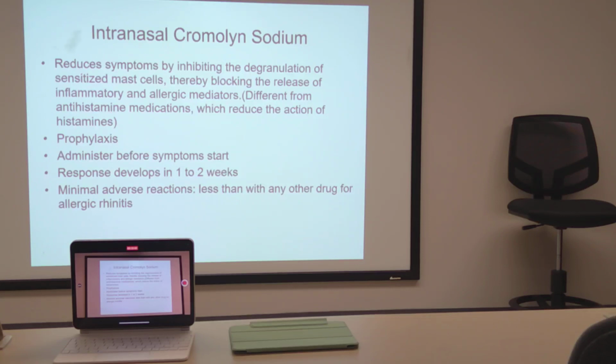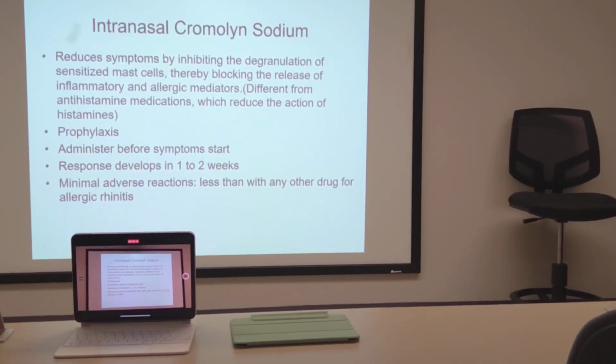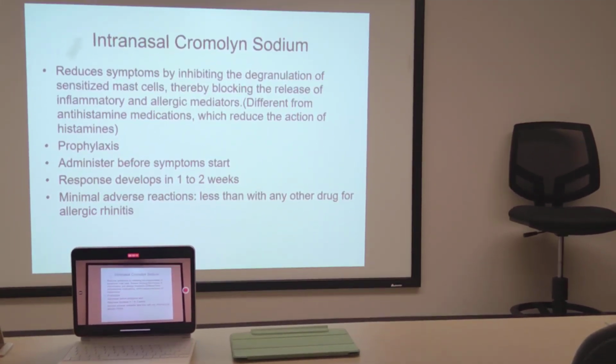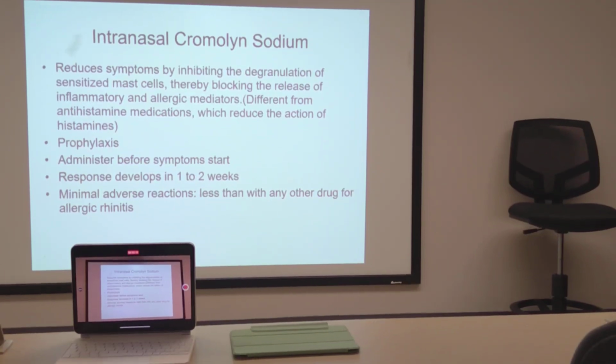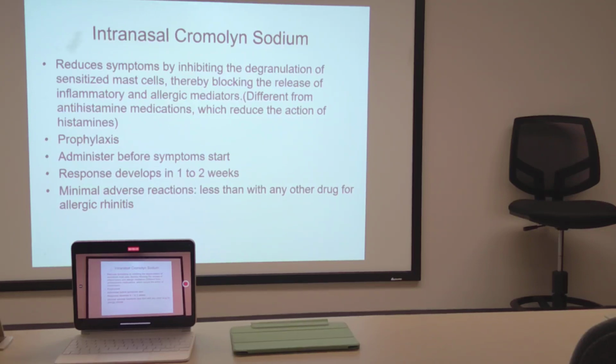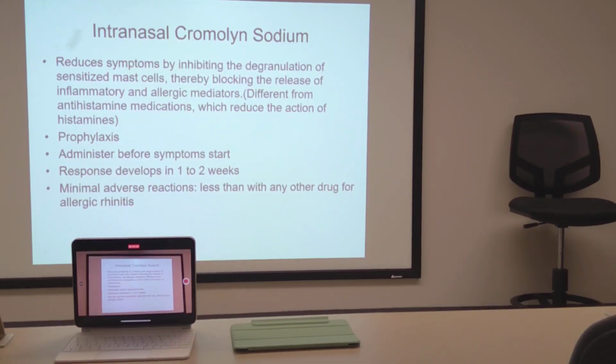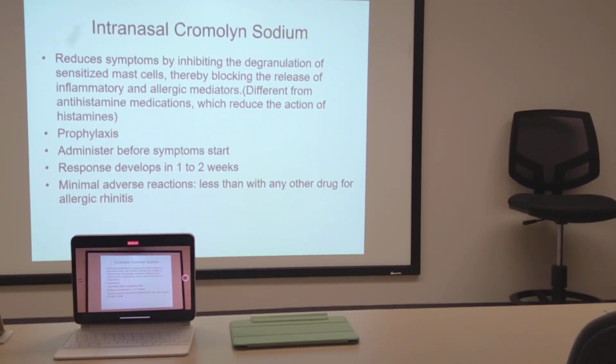It should be taken before, as a preventative method. Basically, that means it should be administered before symptoms start. Usually, response develops in 1 to 2 weeks. And it has very minimal adverse reactions. Compared with other drugs for allergic rhinitis, this one actually causes much fewer adverse reactions.